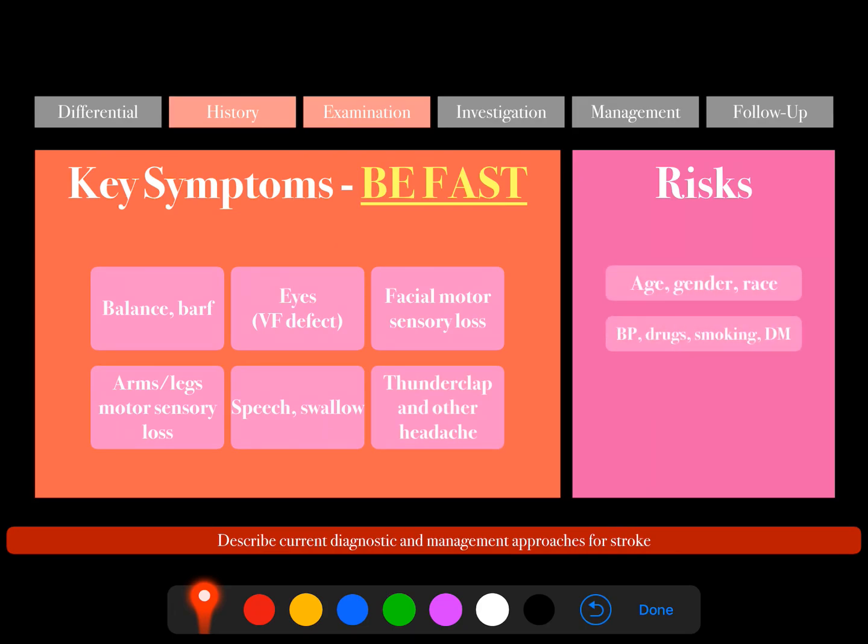And then your classic modifiable and non-modifiable risk factors. We can't change the fact that 65-year-old men stand a greater risk of a stroke than a 35-year-old man, but we can control the patient's blood pressure, which is a modifiable risk.